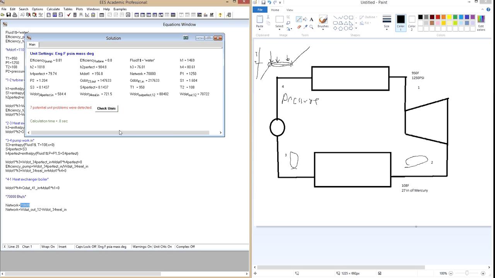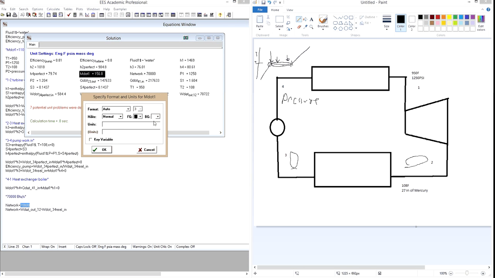If I hit enter, network is 70,000, it was declared a stated variable. M dot 1 is over here at 156.8. So that is how much fluid we have to move to make our system perfectly modeled. So this was project part 1 right there.